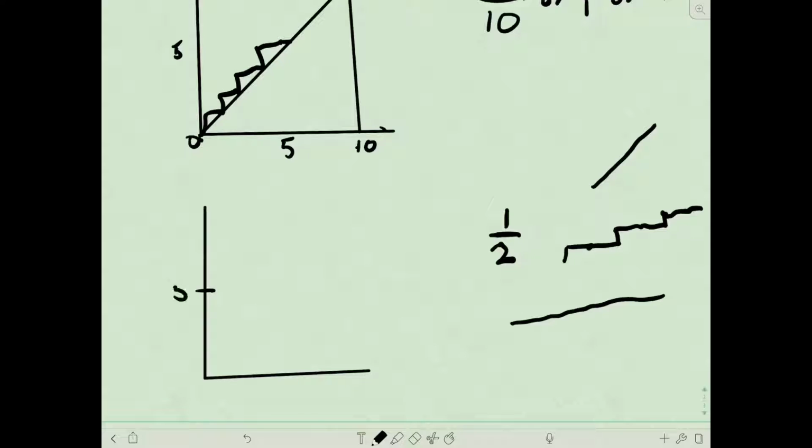Let's just go 5, 10, 5, 10. So it starts at 0. We're going to start this one at 0. It goes up 1 over 2, up 1 over 2, up 1 over 2. So at this point, we've gone up 2 and over 4. So it would be at this point right here, 4 and 2. So it's going up 1 over 2, up 1 over 2.